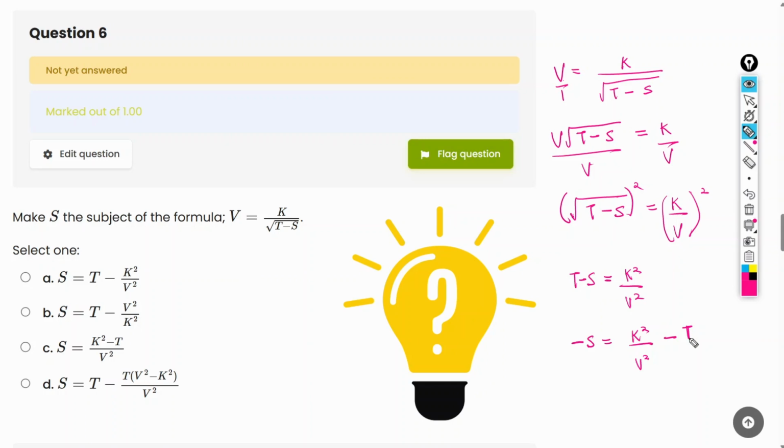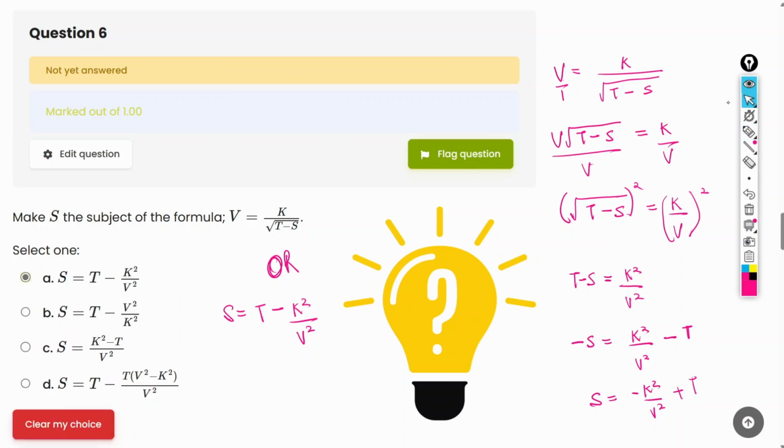So with this, since I need S, I can multiply everything by minus 1, so that will become S is equal to minus K squared over V squared plus T. Let me put my final answer here, or I can write it as S is equal to T minus K squared over V squared. So that's option A. T minus K squared over V squared.